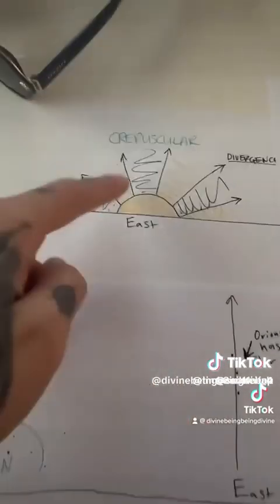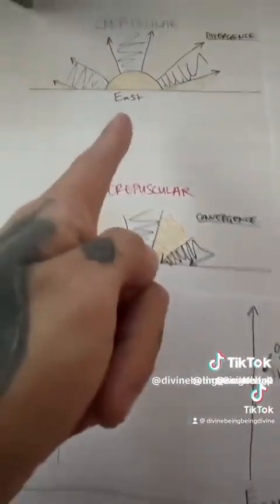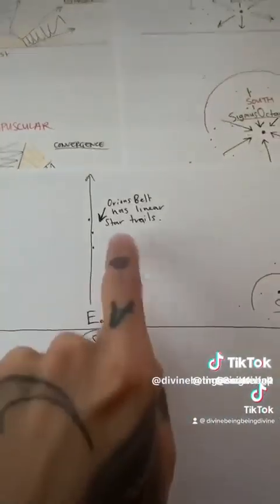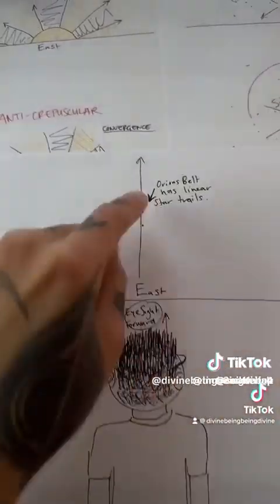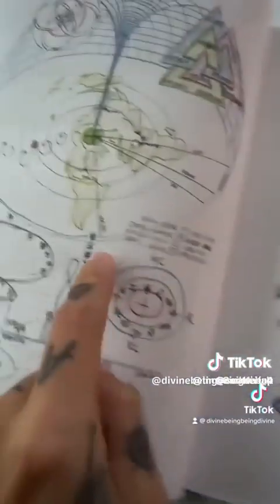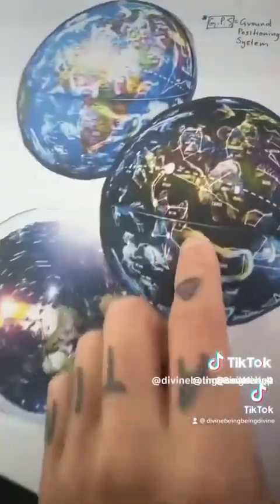It'll rise in the east and it'll set in the west. So it goes up from the east and it goes straight down in the west. Orion's belt does not have clockwise or counterclockwise star trails. It's linear star trails. That's because Orion's belt is at the equator.